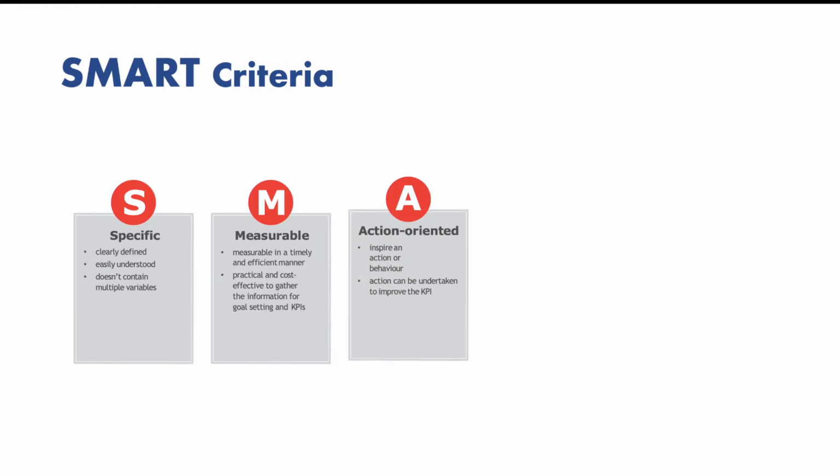Third is action oriented. Action oriented means it inspires an action or behavior; action can be undertaken to improve the KPI. The fourth thing is realistic. When we are setting this SMART criteria in building our KPIs, it should be realistic, practically possible for the goal to be achieved, and relevant to the organization.